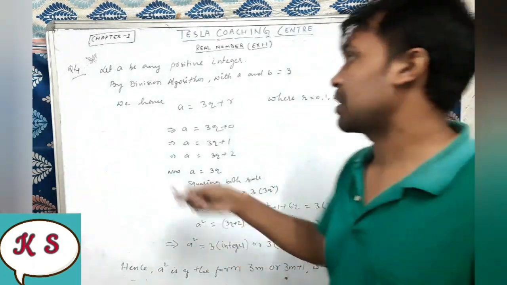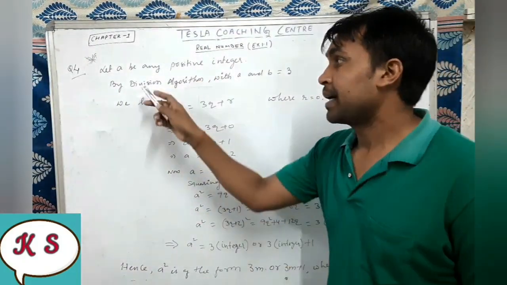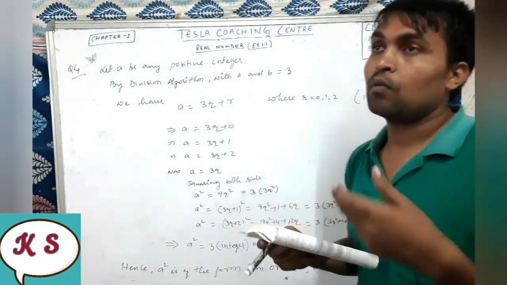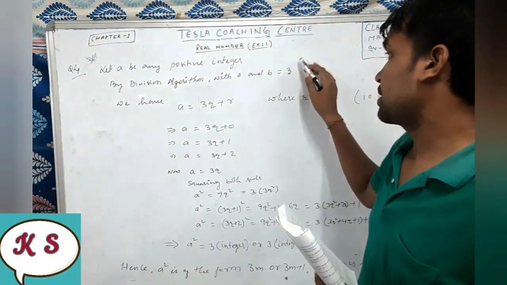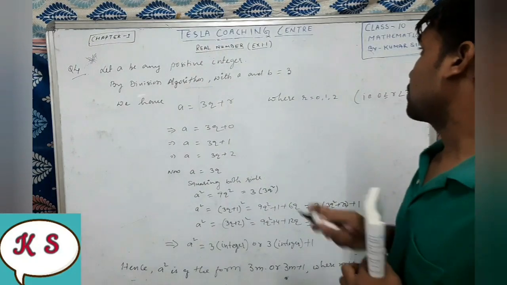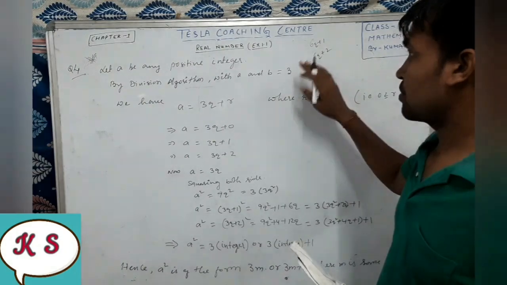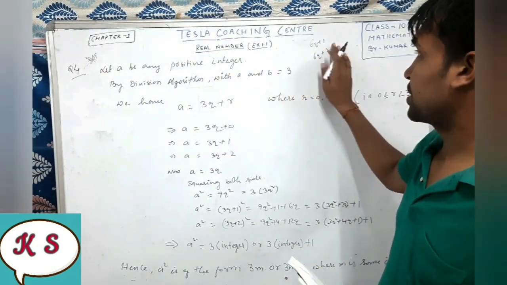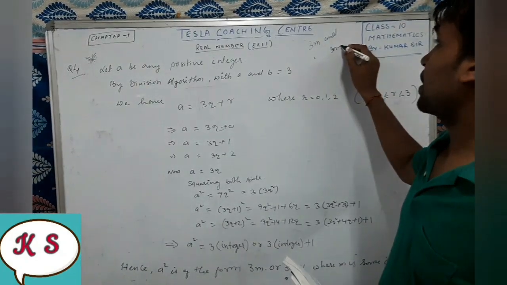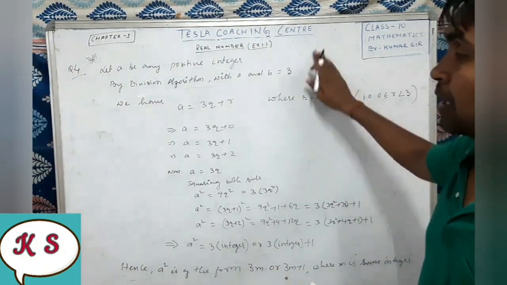So what we have assumed here, let a be any positive integer. By division algorithm with a and b. Now how will we know? In the last questions we took b equal to 6, because there it was given 6q plus 1, 6q plus 2, like that. So that's why we assumed b equal to 6. But here it is given 3m and 3m plus 1. So we are assuming that b will be 3. I hope you understood it.